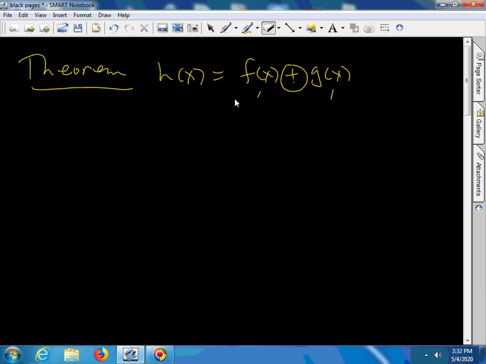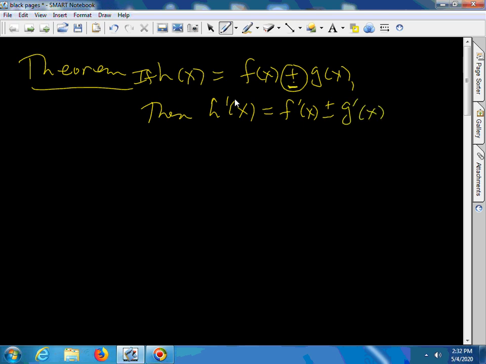Now, I do want to make one slight change. Let's try to sneak in plus or minus in the same proof. Okay, so if h of x equals that, then h prime of x, well, we take the derivatives separately. F prime of x plus or minus g prime of x. The proof is straightforward. Definition.